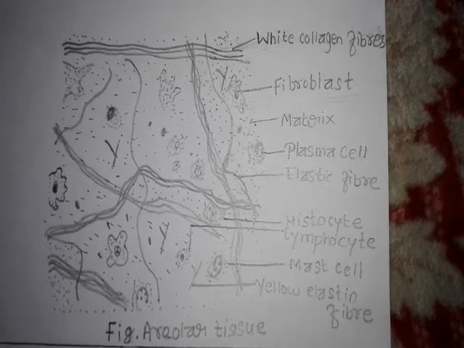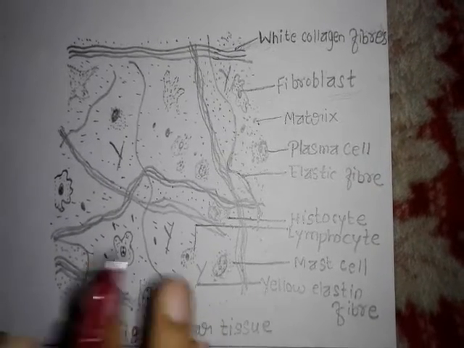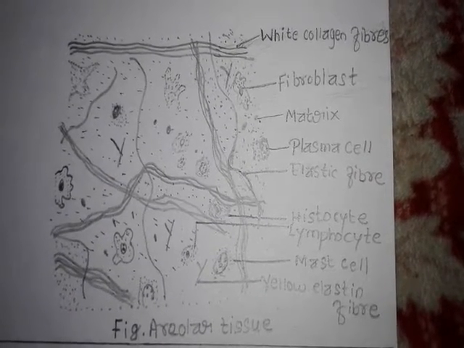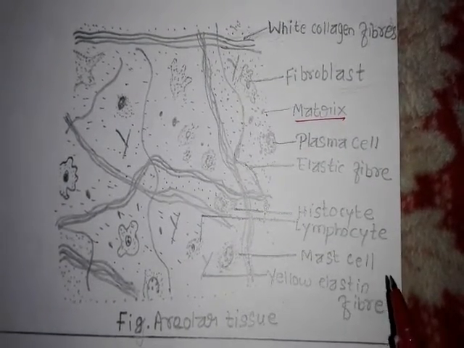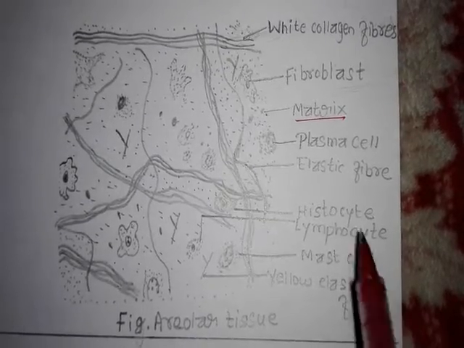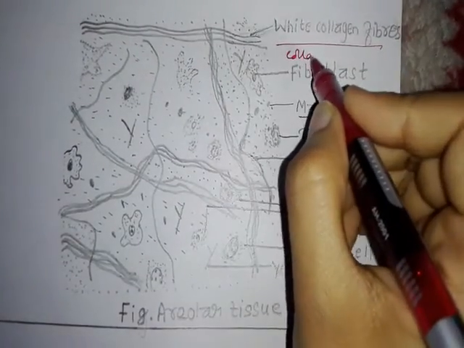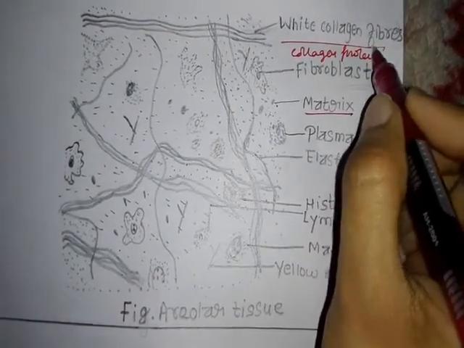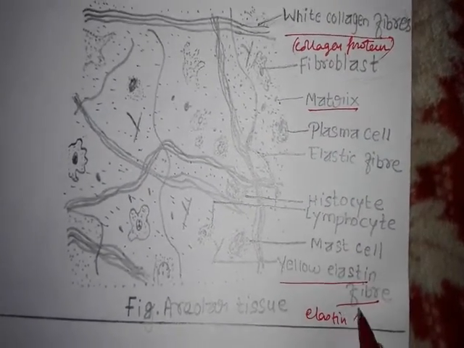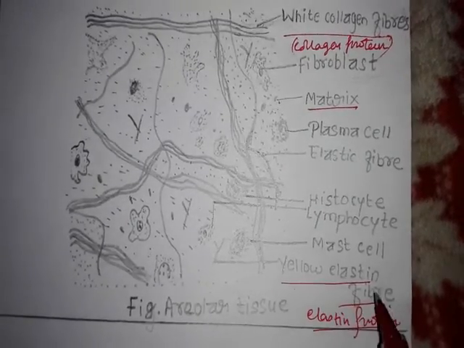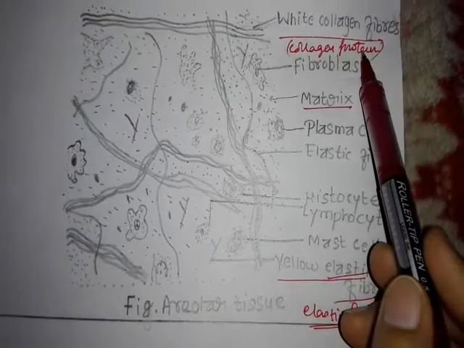Now, areolar tissue. It is a type of loose connective tissue and most widely distributed. It consists of a jelly-like soft matrix having fibers and connective tissues. Fibers present in this tissue are mainly white collagen fibers made up of collagen protein. The next one is yellow elastin fiber, which is made up of elastin protein. Simple to remember.